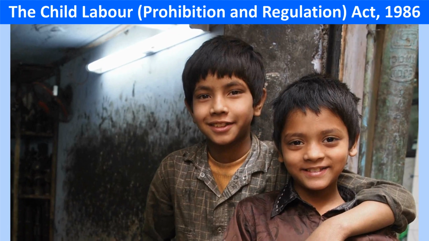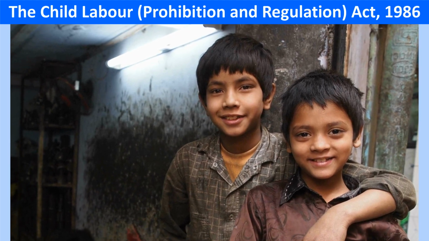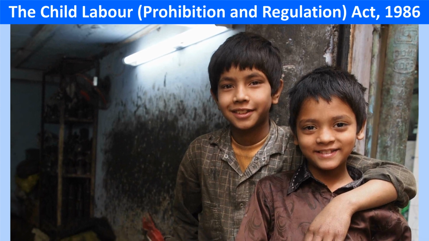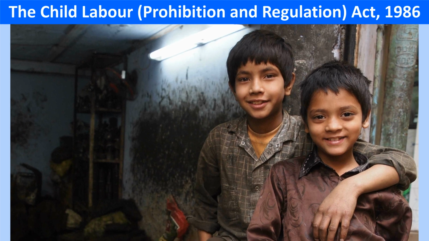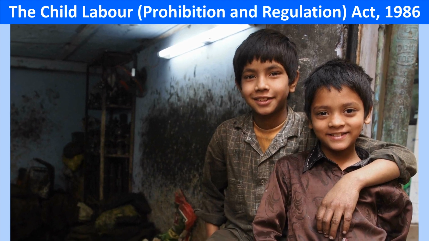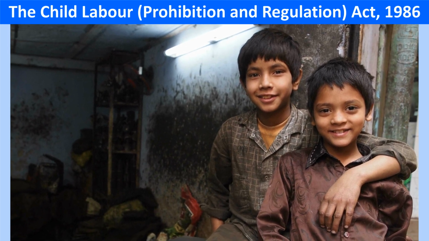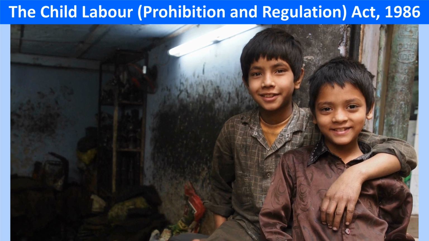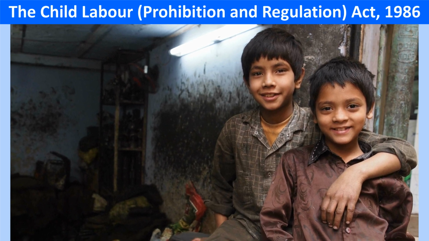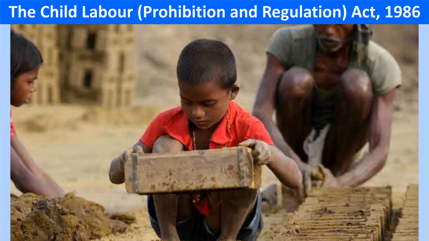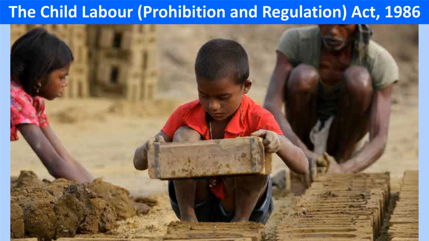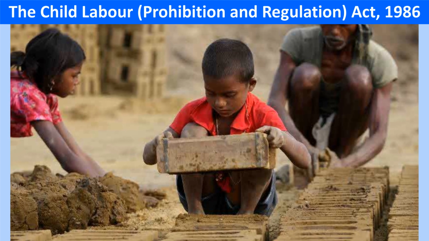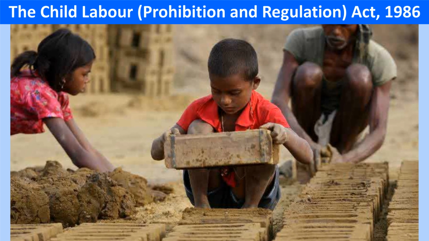The Child Labour Prohibition and Regulation Act 1986. We have already learned that child labour has been banned by the Constitution. However, we also know that many children are still employed in factories, roadside dhabas, restaurants, and even as domestic servants. The Child Labour Act aims to prohibit the engagement of children below 14 years of age in certain areas of employment and to improve the working condition and environment.